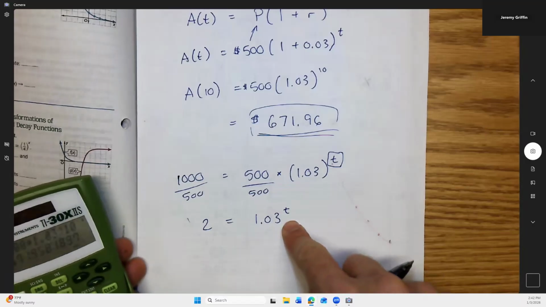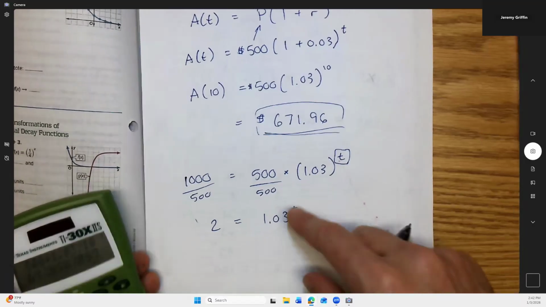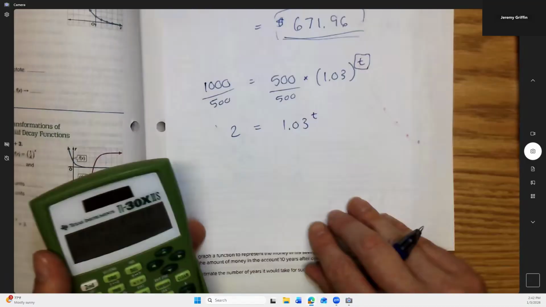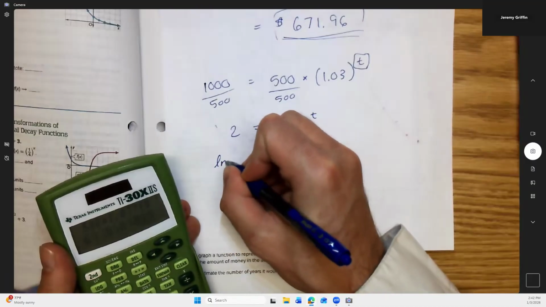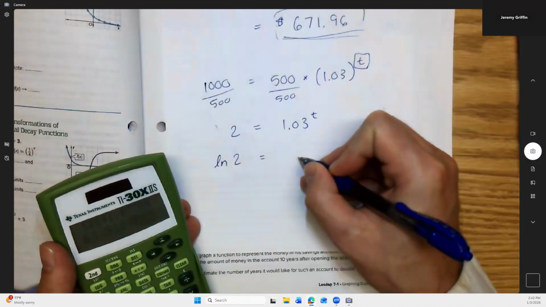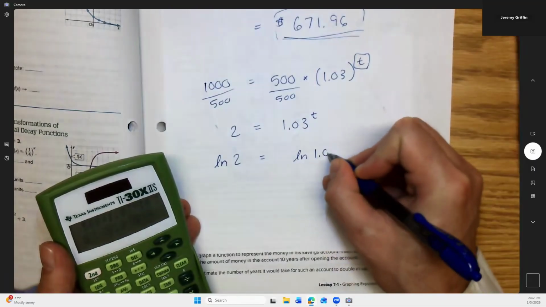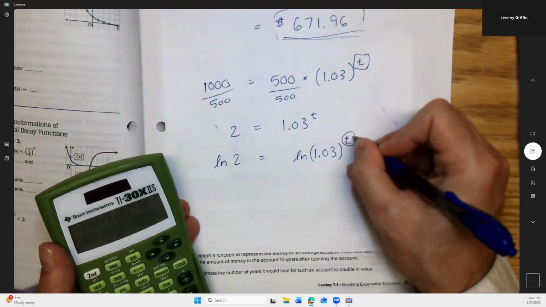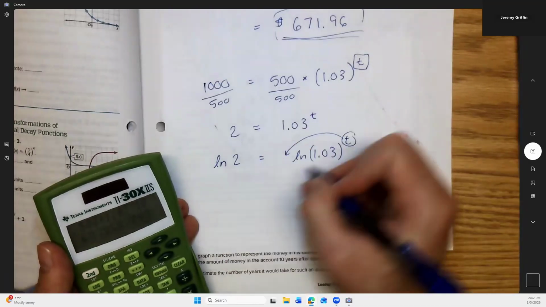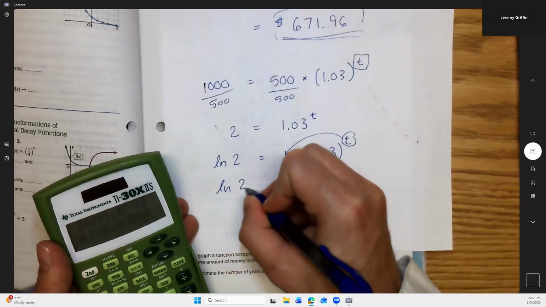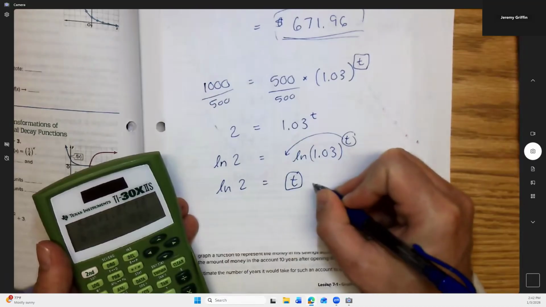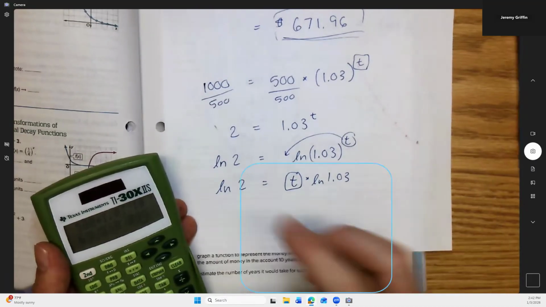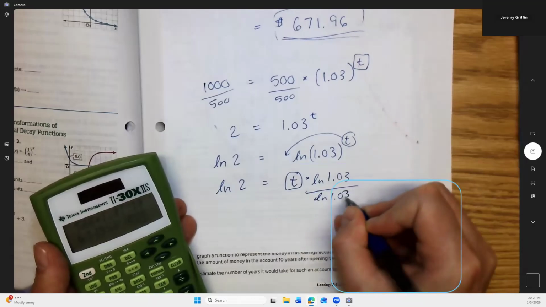Now, you could sit here and guess and check. You could just plug in a bunch of different time values until this comes out really close to 2. You could totally do that. I'm going to use a property of logarithms. So here I'll use natural log. Natural log of 2 equals natural log of 1.03 to the power of t. What's nice about logarithms is that if you have some power like this, you can bring it down in front, so it's no longer a power, and then you can actually solve for it. So natural log 2 equals t, which we're solving for, times natural log of 1.03. Then divide both sides by natural log 1.03.